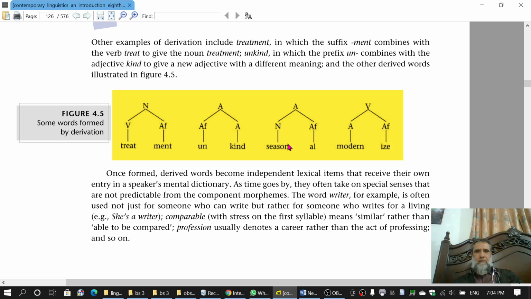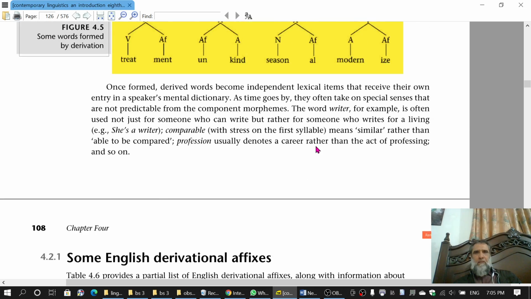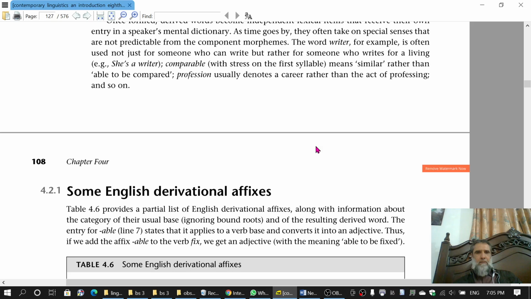Adjective again, seasonal, which consists of the noun season and affix al. Then you have the verb modernize, consisting of the adjective modern and the affix. So this diagram can be included there for the analysis. It's a good one. At least 3 diagrams are given here.